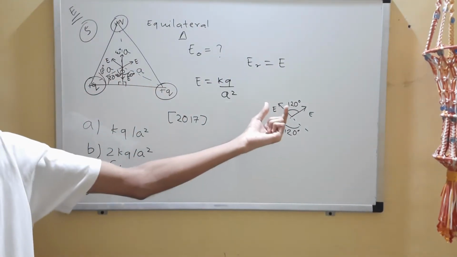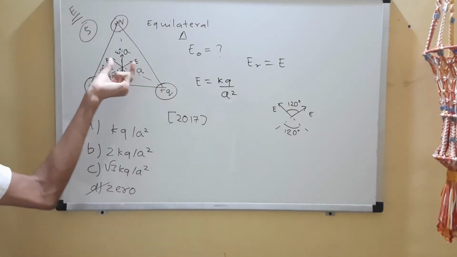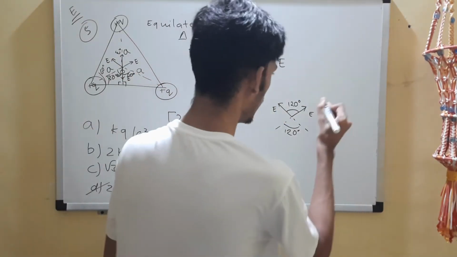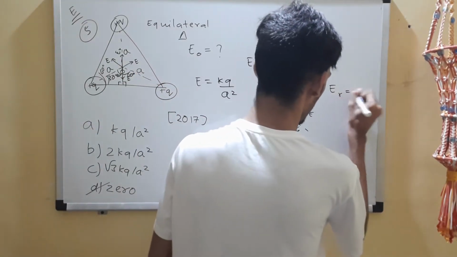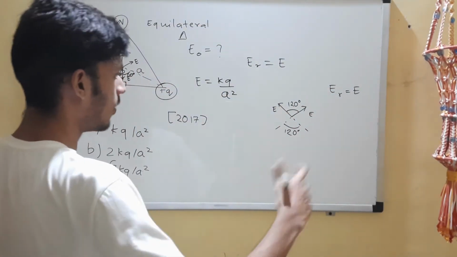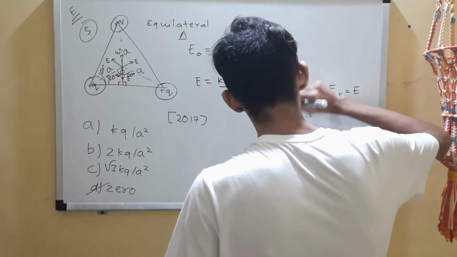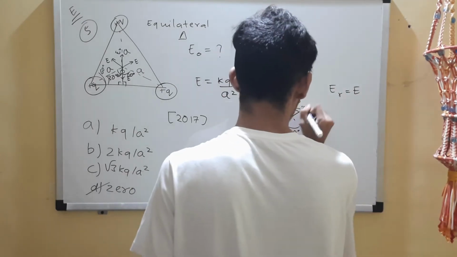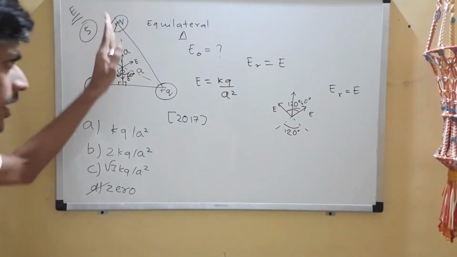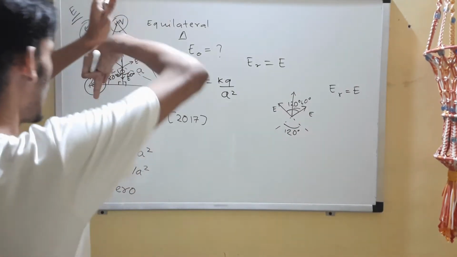So you can find the resultant of these two electric fields and it will come out equal to E. You can use your vector logic and it will bisect this angle. So the resultant, which is nothing but E, will cancel with that.